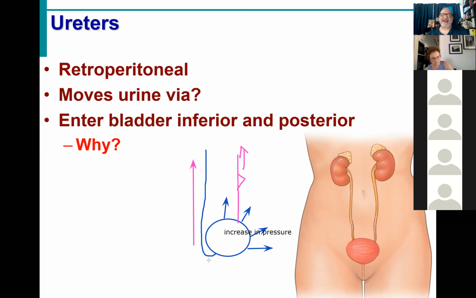So notice as the bladder fills and gets larger, it is actually going to push down further and harder on that opening, that os of the ureter, and help to keep it closed. All right, so as you're squeezing it from the top, putting that pressure on it from the top, it's going to help to keep it closed. Now, if it's being forced closed by the urine, how is it going to get the urine out of the ureter and into the bladder to begin with?